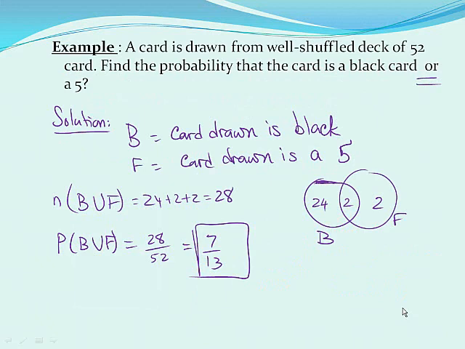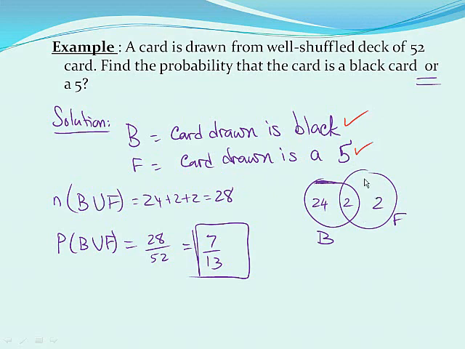Next example, a card is drawn from a well-shuffled deck of 52 cards. Find the probability that the card is a black card or a 5. So we can take the two sets as B equal to card drawn is black, which is event 1, and F equal to card drawn is a 5, that is the second event.